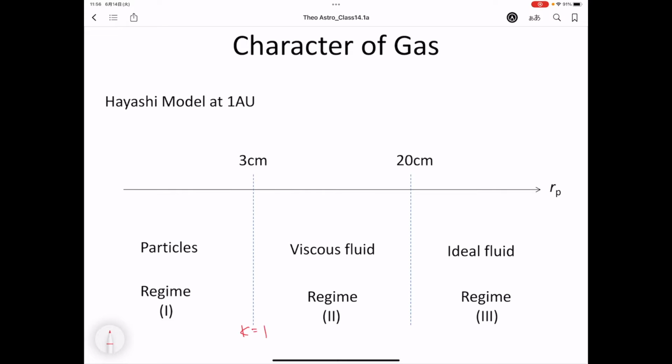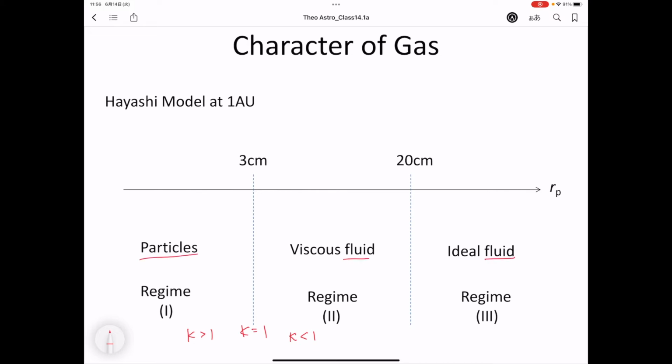If the Knudsen number is larger than 1, meaning the size of the particle is smaller than 3 centimeters, then we can treat the gas molecules as particles. When the solid particle is larger than 3 centimeters, the Knudsen number becomes less than 1. Then we treat the gas in the disk as a fluid.